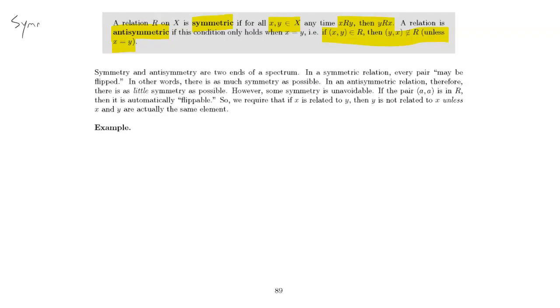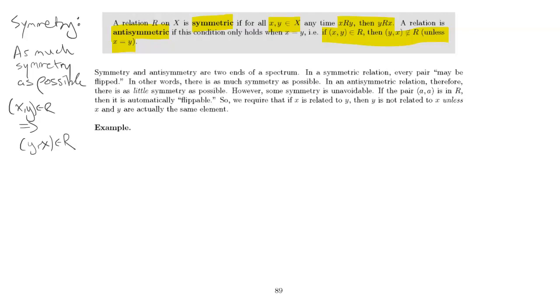Symmetry basically means as much symmetry as possible. Capital S symmetry means as much lowercase s symmetry as possible. Any time that I have the pair xy in my relation, I want to be able to also have the pair yx in my relation.